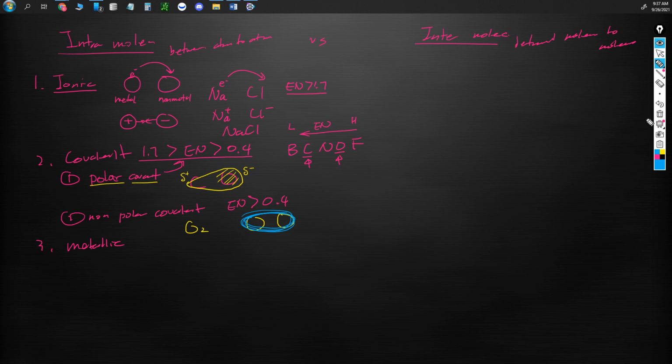For the metallic bond, of course, metallic bond is basically what? Between metal to metal. Going back to here, this will be non-metal to non-metal, basically.